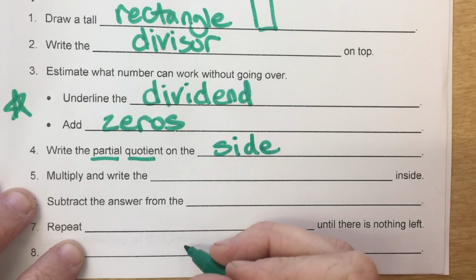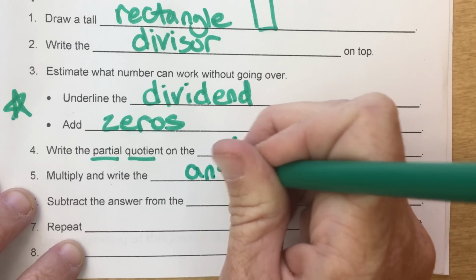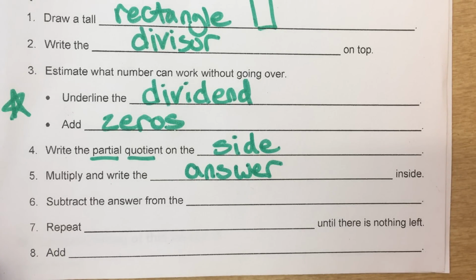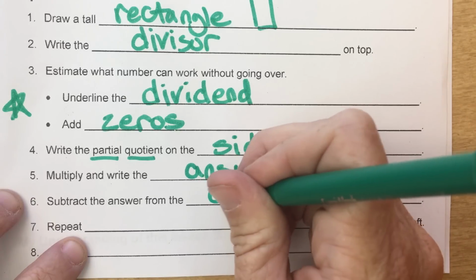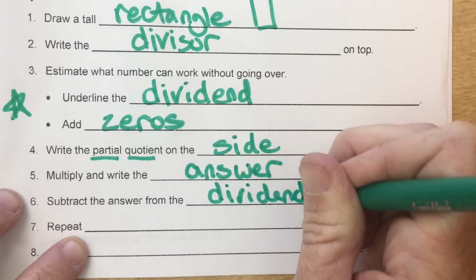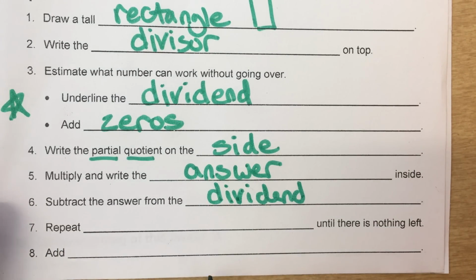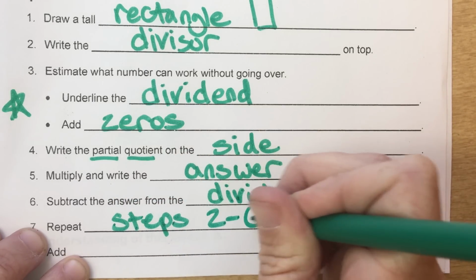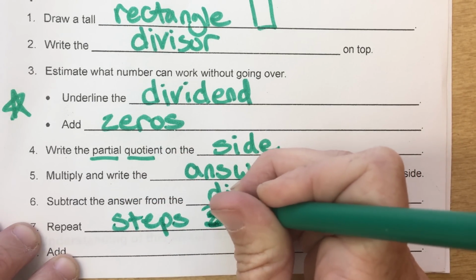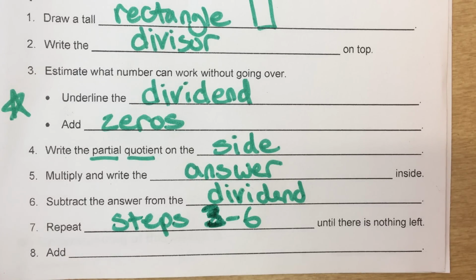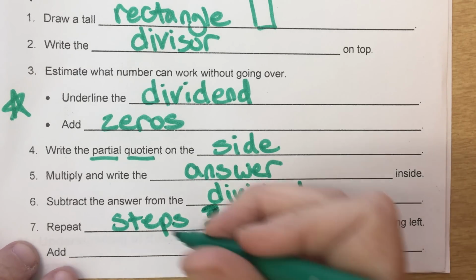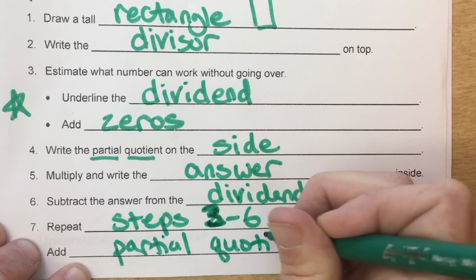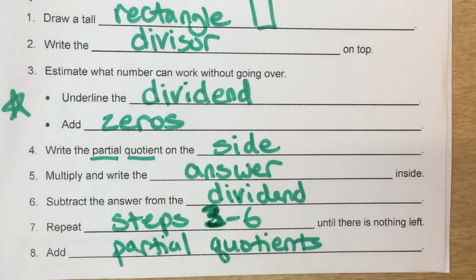And then we're going to multiply and write the answer inside. Then we're going to subtract the answer from the dividend. And then we're going to continue to repeat steps 3 through 6 until there's nothing left. And then we're going to add the partial quotients. I went through that pretty fast, but it's because I want to show you what this looks like.